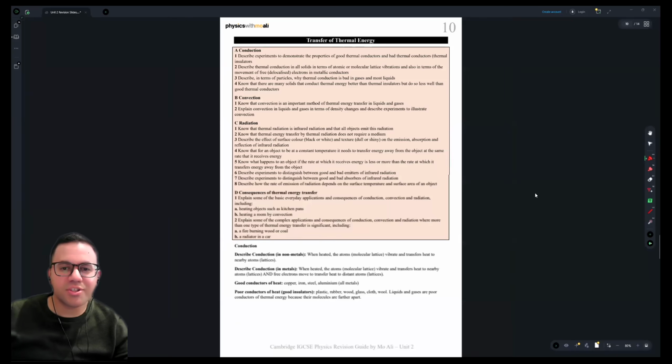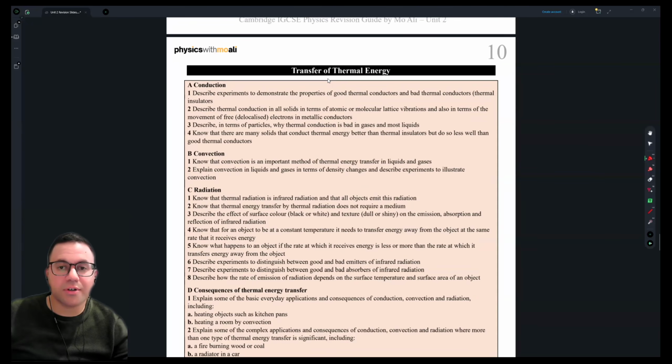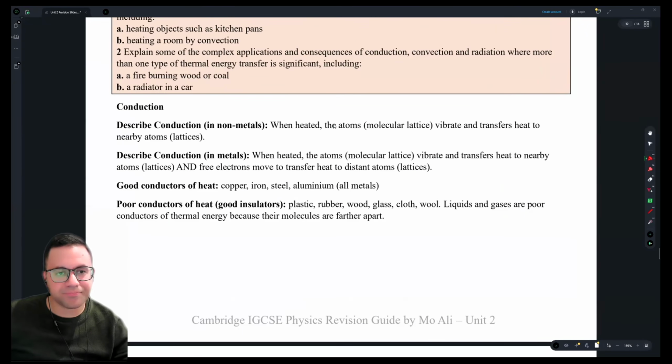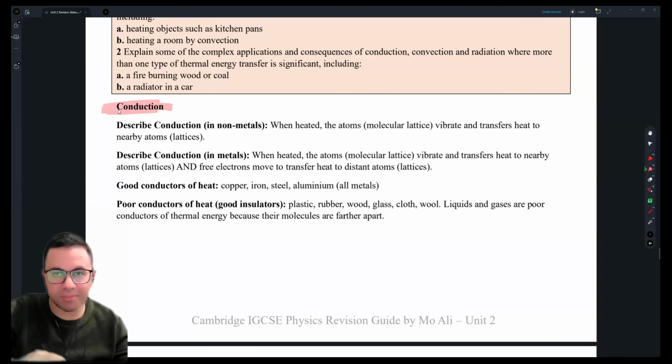Now, this is a giant checklist, but that's because this last bit is split into three different sections. Heat is often transferred through either conduction, convection, or radiation. These are the three methods of heat energy transfer. So let's start with conduction. Conduction is the primary method of heat transfer through solids. But depending on whether a solid is a metal or a non-metal, the way you describe conduction changes.